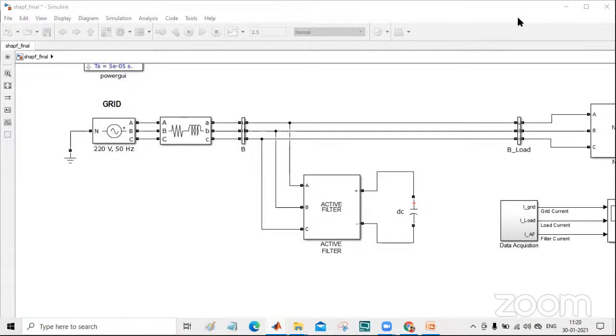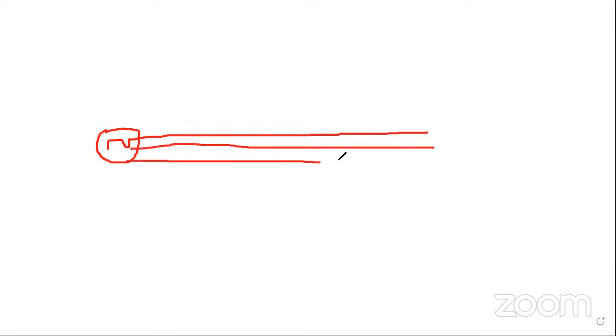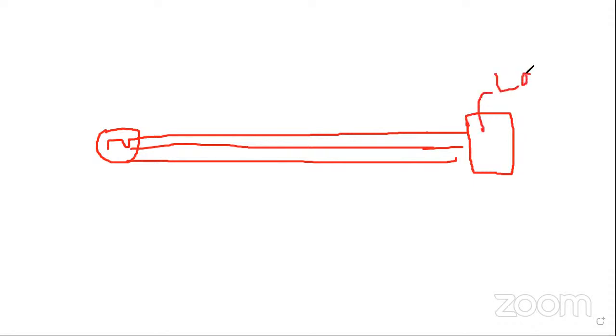For simplicity, I will draw a simple block diagram here. From the source side we are sending the power supply to the load side. Whatever the loads may be, this is the load actually. Two types of loads are there, linear load and non-linear load.